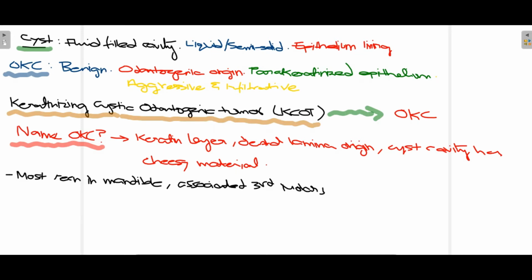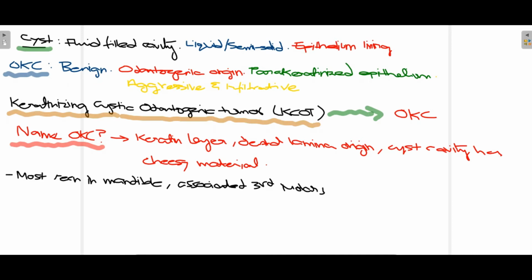Now, firstly, talking about what actually is a cyst. Cyst is a fluid-filled cavity. Now, this fluid that is present in the cavity can either be in the liquid state or it can be in a semi-solid state. Furthermore, the lining of the cyst cavity can either be lined by an epithelium or it may not be lined by an epithelium.